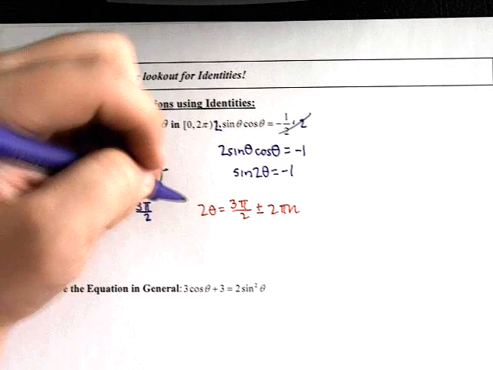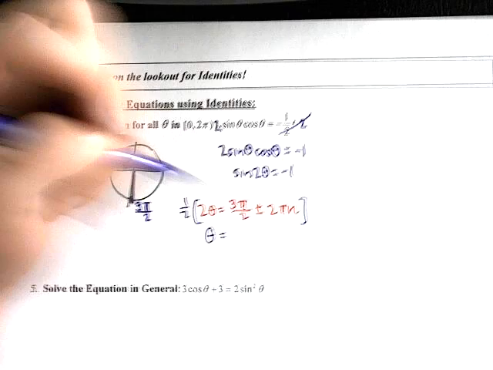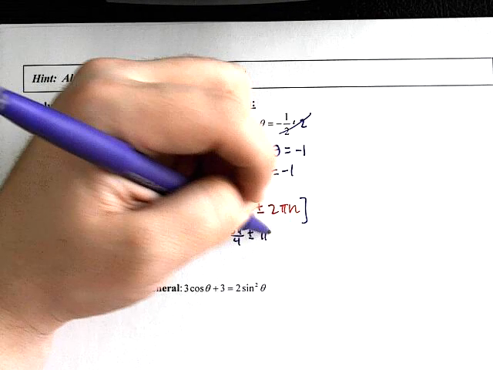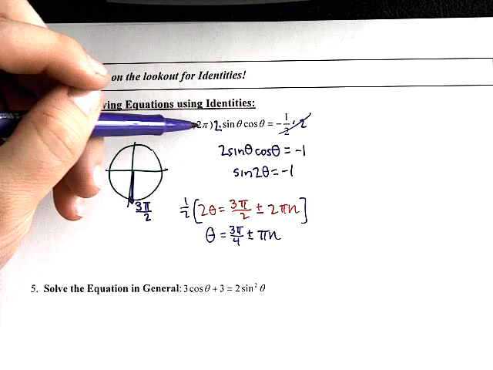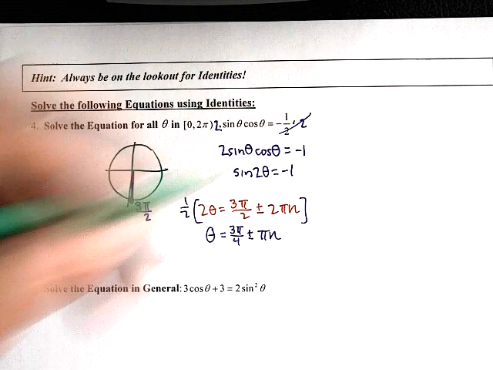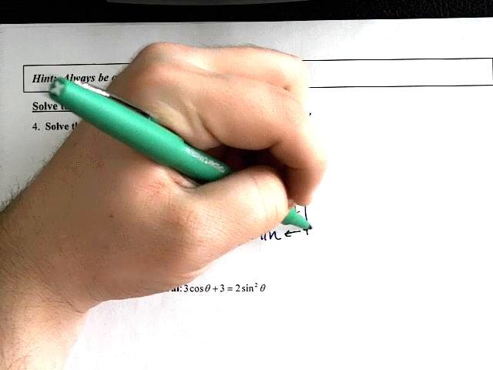So just like we've been doing, multiply everything by 1/2, and I get theta equals 3 pi over 4 plus or minus pi n. It wants all the solutions within 0 and 2 pi, so I have to make a list. Not that bad. Please remember that we can always think about this with a common denominator. So this is just 4 pi over 4.